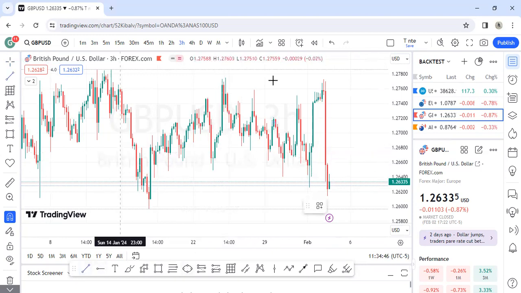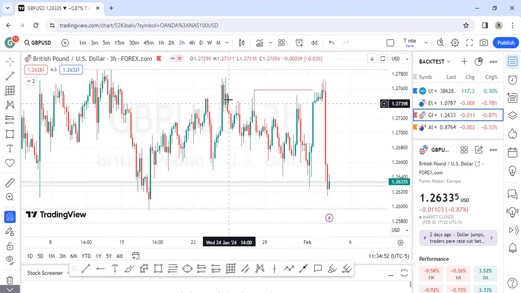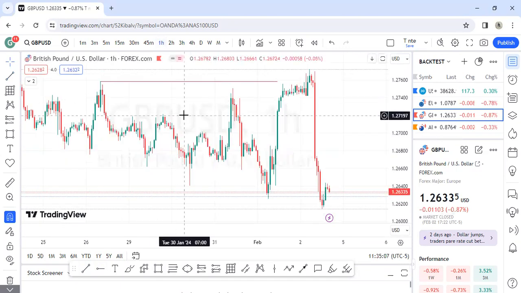We had an inducement form here. This is our inducement, right? And inside there is a kind of supply zone there. It's a supply zone inside there because this candle took out the liquidity of the previous candles. And if you go to maybe the 1 hour chart, you'll see it more clearly. So you see very clear in the 1 hour.